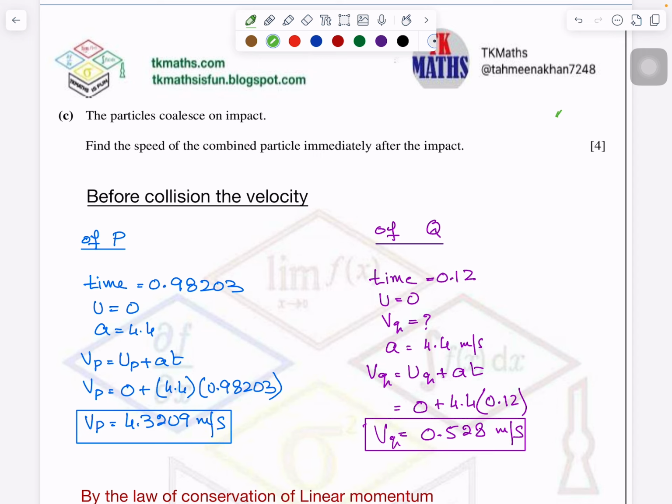Okay. So now, I hope you will not get confused here about why the time of P is 0.98203, which was the total time, because you see on the ramp P was coming all the way from here till here where the collision happened, but for Q it went here and then came. So for Q we are taking this time, and for P we are taking this time. For the velocity of Q, U was 0 here and it was also 0 here. So this is how we have substituted the values and found the velocities. So we know the final velocity of P and Q at the time they were colliding.